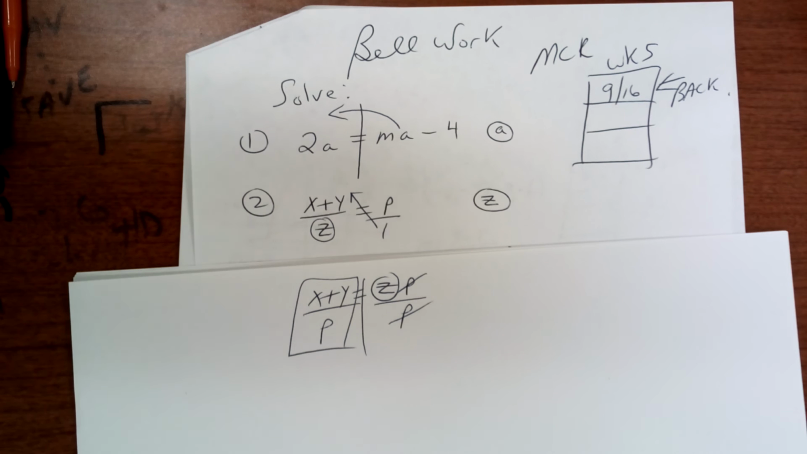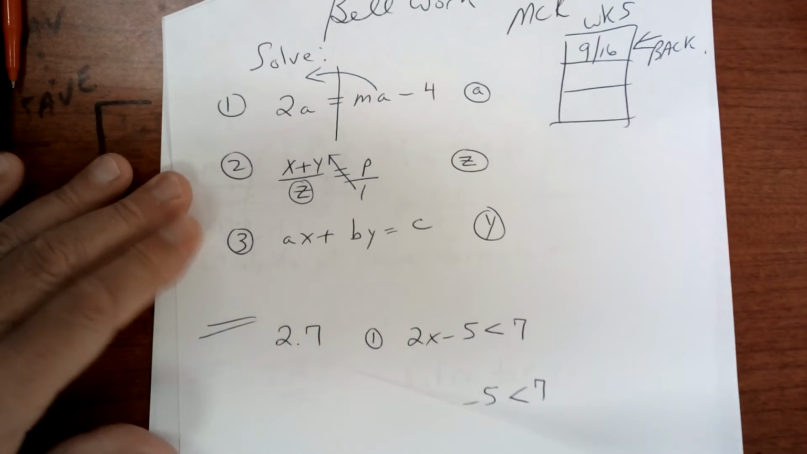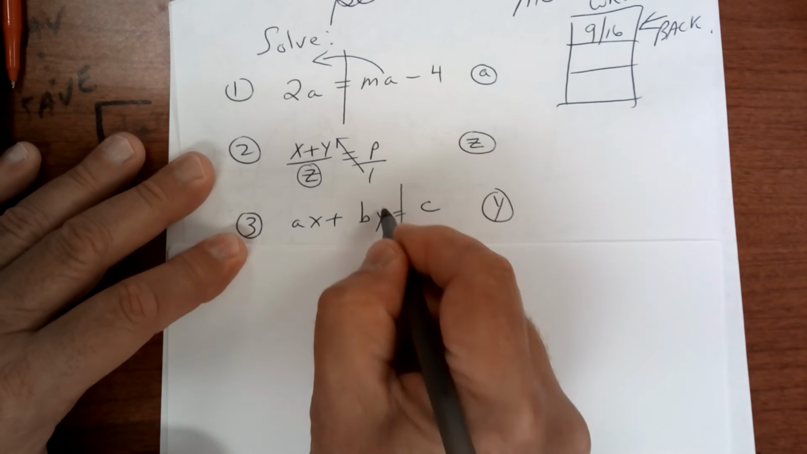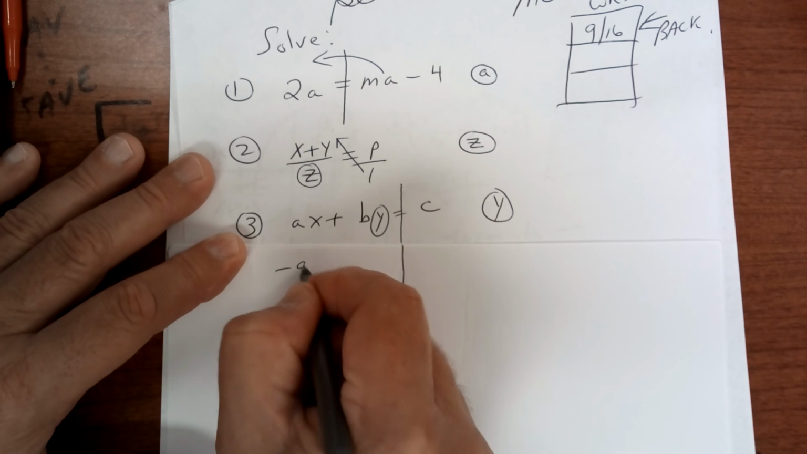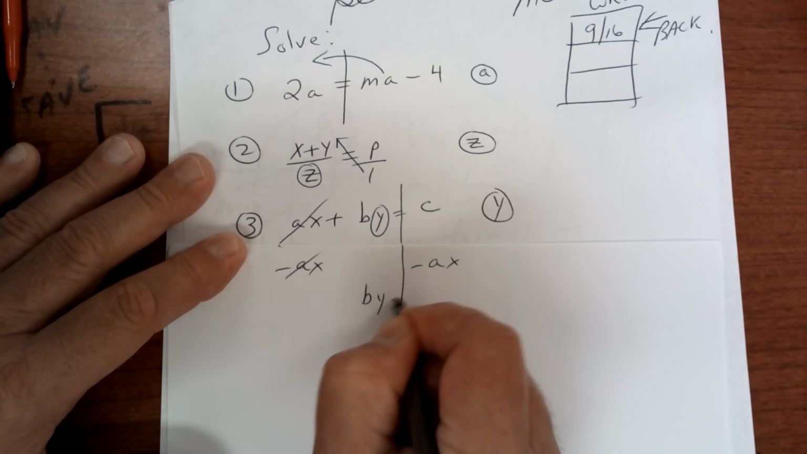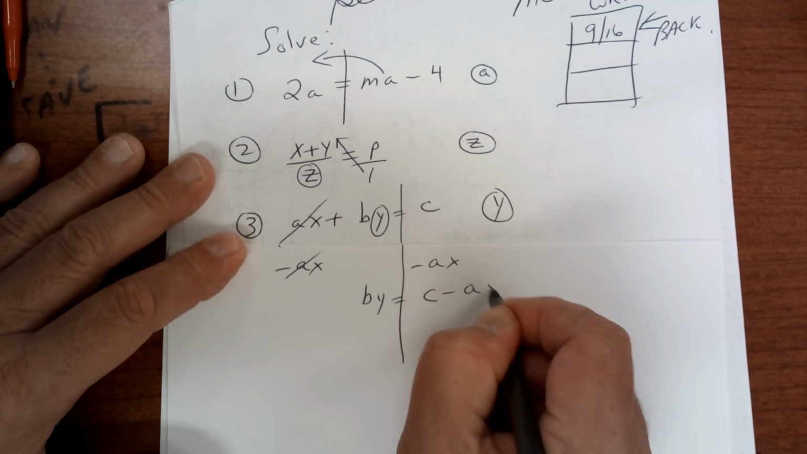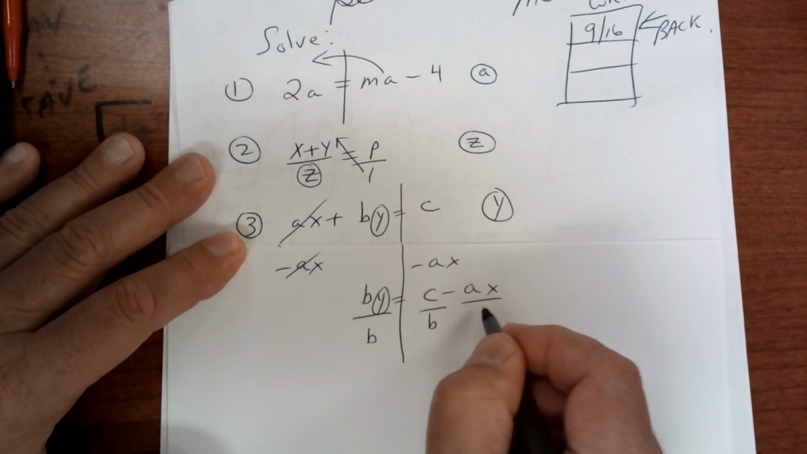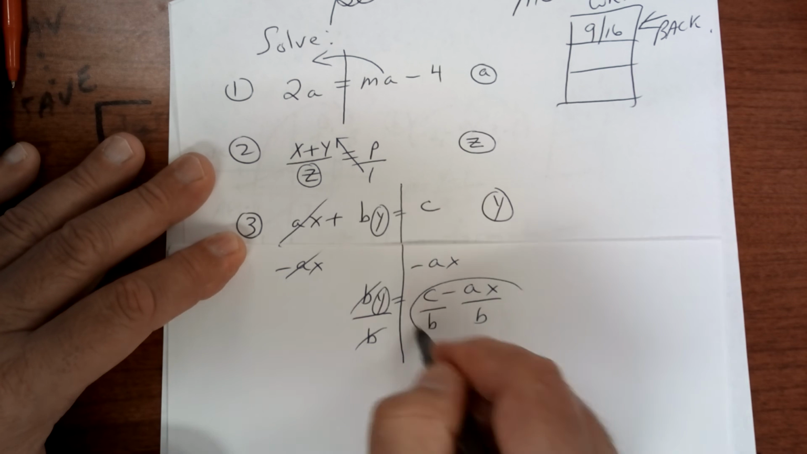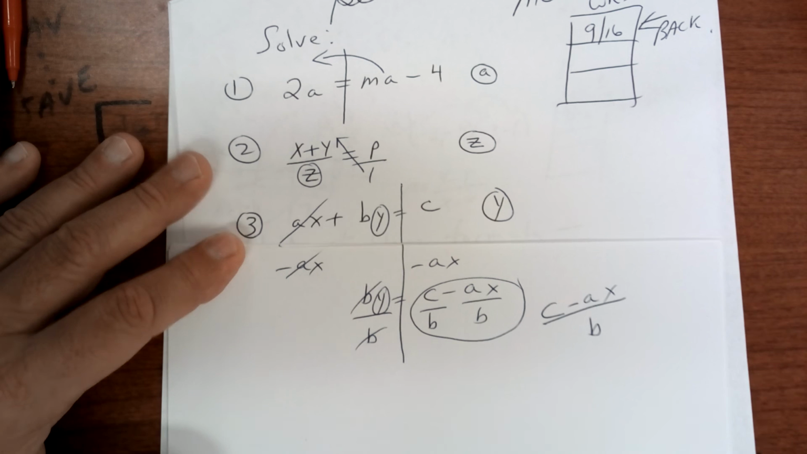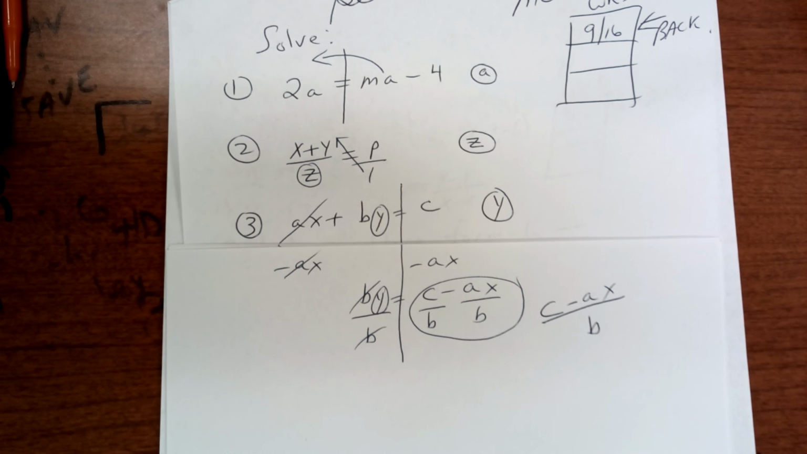You're done. This one right here, you want to get y by itself. Draw a line, circle the y. So subtract ax from both sides, and you're left with by is equal to c minus ax. Divide each of these by b, and you're done. Now you could write your equation like this. Either way. Any questions on how to do that work? All right, let's keep moving.